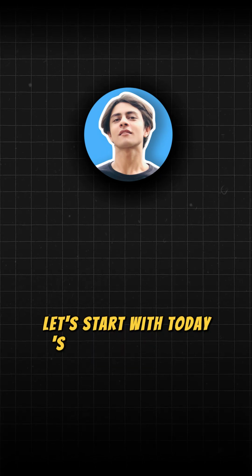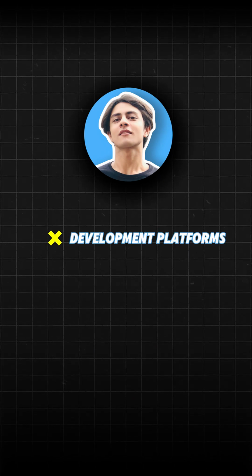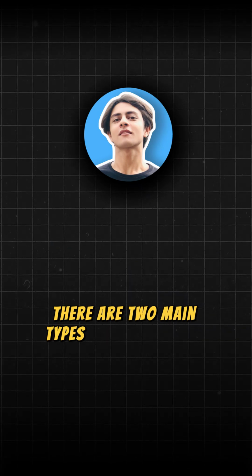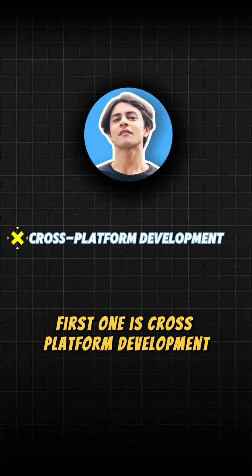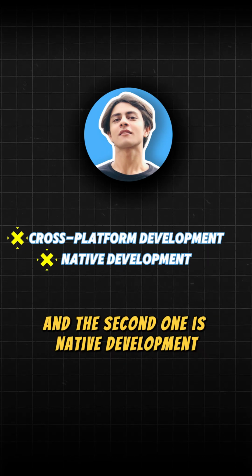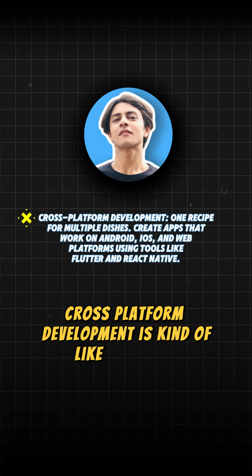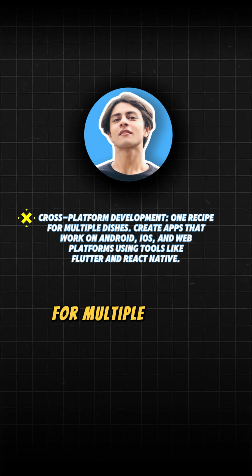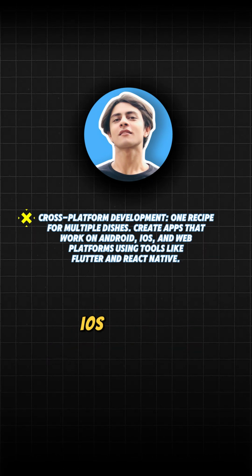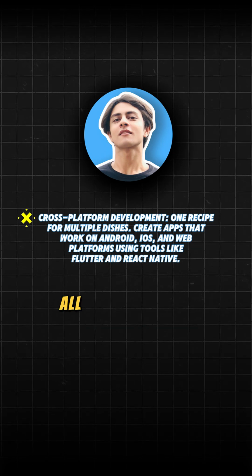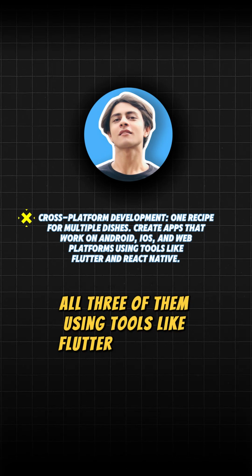Let's start with today's biggest takeaway, development platforms. There are two main types of development platforms. First one is cross-platform development, and the second one is native development. Cross-platform development is kind of like one recipe for multiple dishes that creates apps that work on Android, iOS, and web platforms, all three of them, using tools like Flutter and React Native.